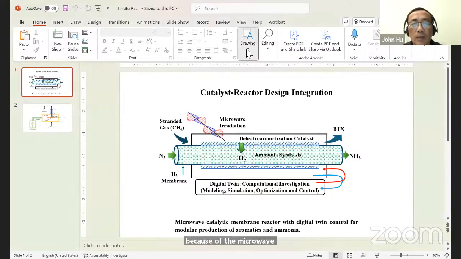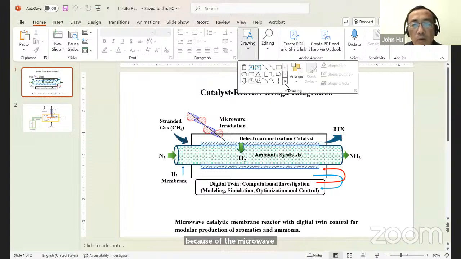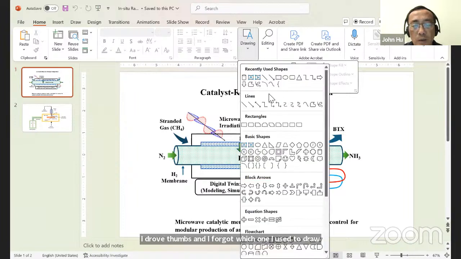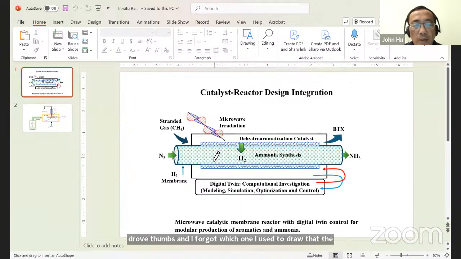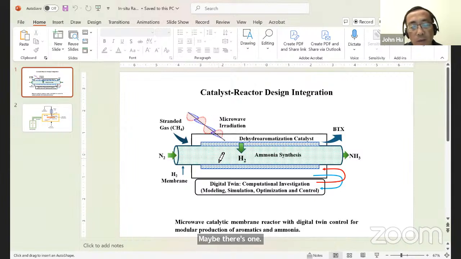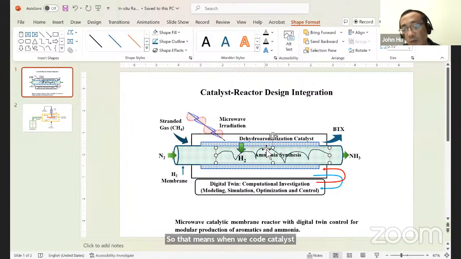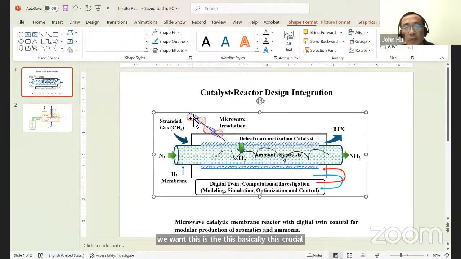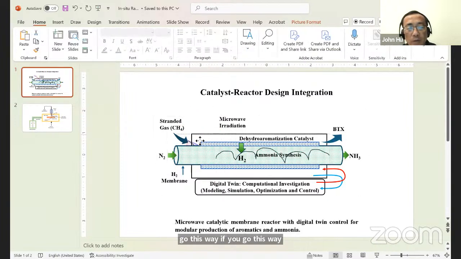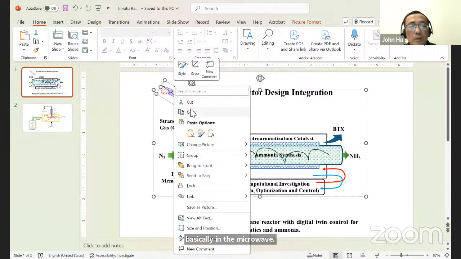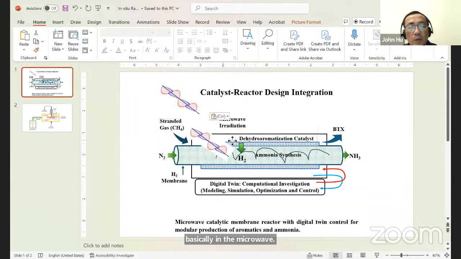If you remember yesterday, what I did was I drew something. I forgot which one I used to draw that. Maybe this one. Yeah. So remember this microwave, when it landed on the surface, it goes like this. All right. Remember yesterday. So that means when we coat catalyst, this curve shows intensity. If you turn this microwave, it goes this way. So basically the microwave goes along the lines.